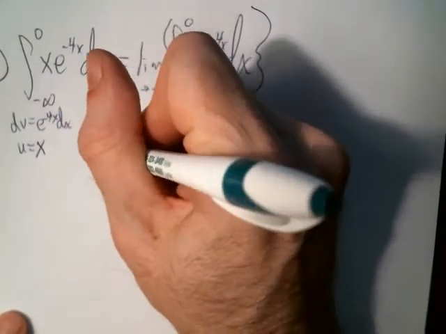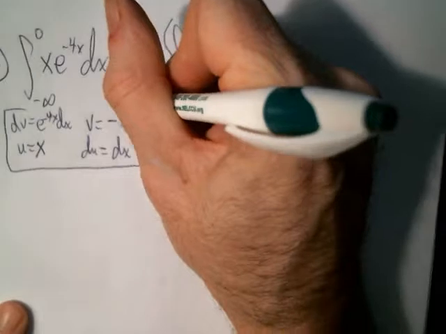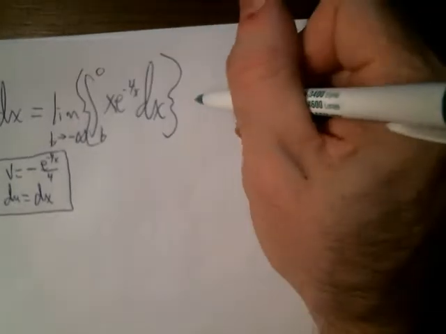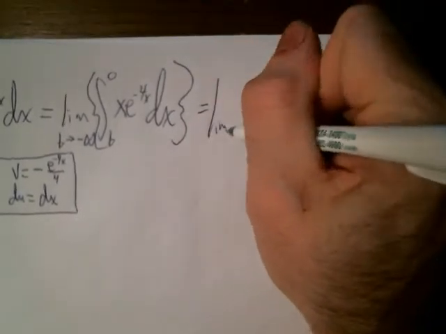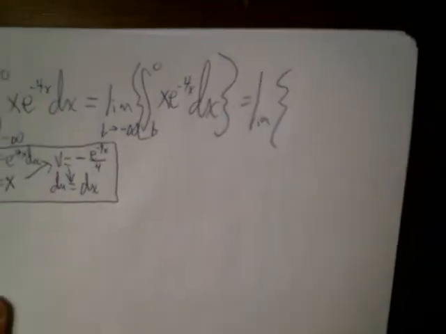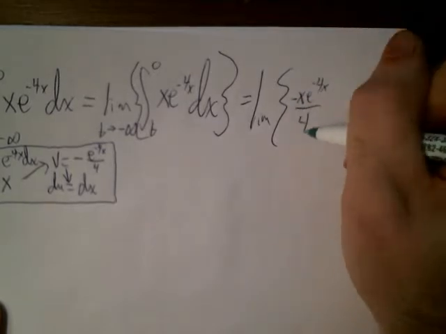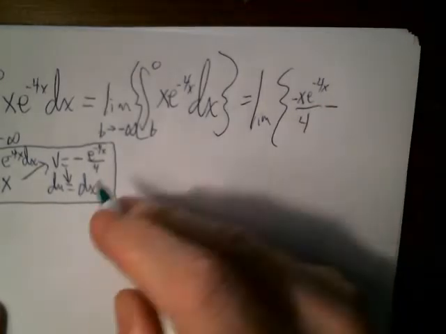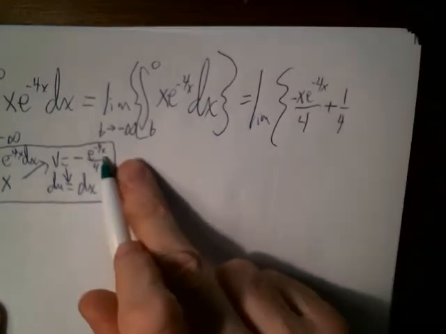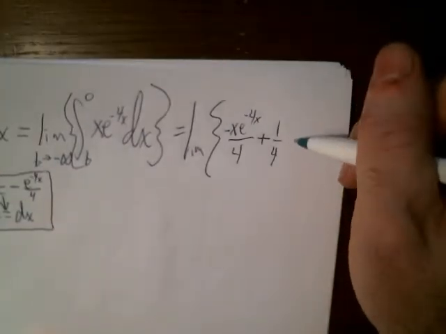And then the differential of u is just dx, 1 dx. Okay, let's box that off. Right, so our integral will become this times this minus the integral of that times that. Okay, so negative x e to the negative 4x all over 4 minus the integral of this times this will become plus 1/4 times the integral of e to the negative 4x. Again, that is just e to the negative 4x over 4 times negative 1.